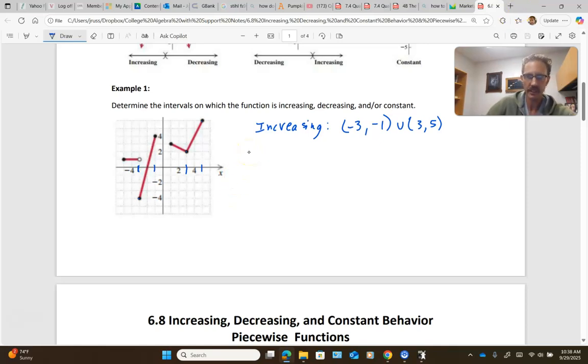Now, where is the function decreasing? It's decreasing this little segment right here. This point starts at 1 on the x-axis, and it stops at 3. So it's decreasing from 1 to 3. And then there's one interval over which it's constant. It's constant from -5 all the way over here to -3. So from -5 to -3, the function is constant.